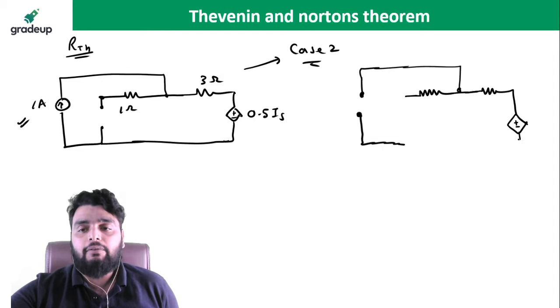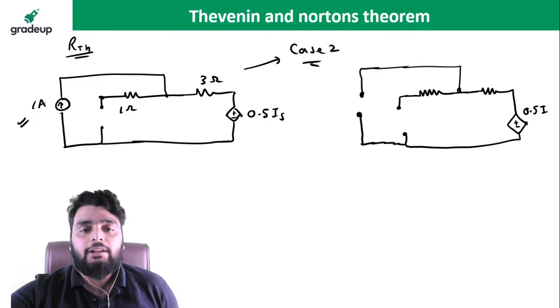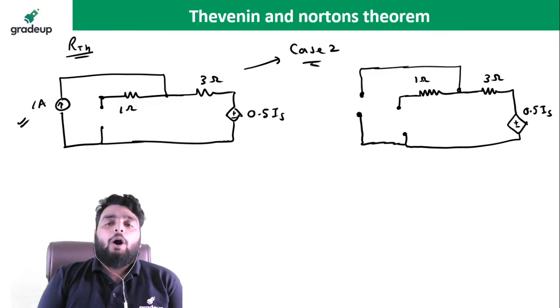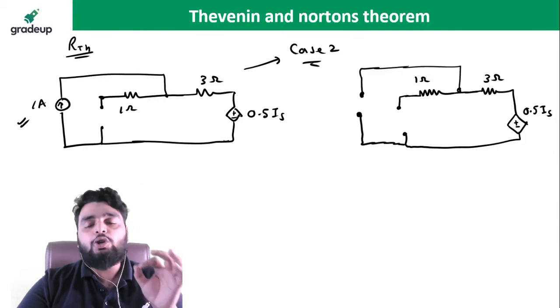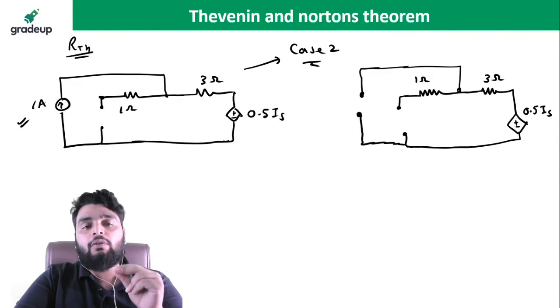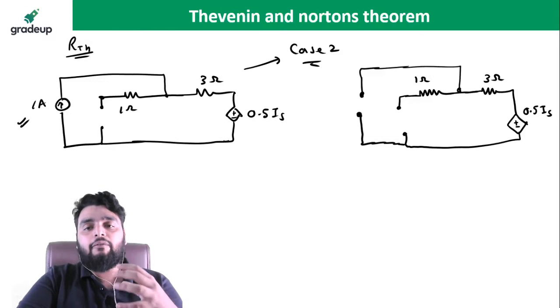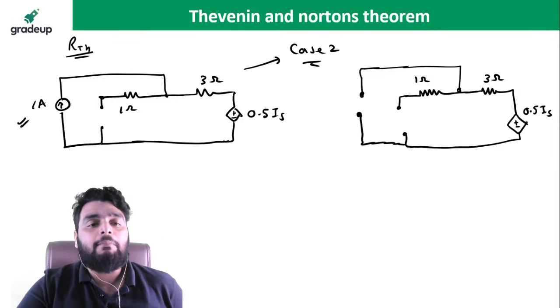Now beta, listen very carefully. This is a test source method, so I need to apply one test source. Now I have two options. I can apply 1 volt, or I can apply 1 ampere. You can apply anything, the answer will be the same. But right now I am going to give you one trick: which source we should apply so that the answer will come out easily.